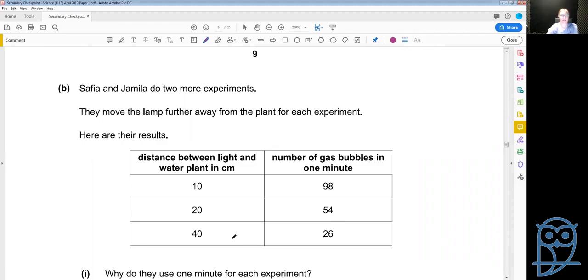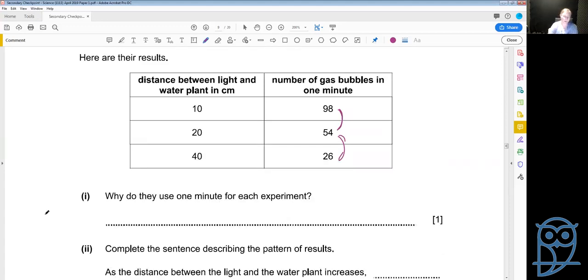Sophia and Jamila do 2 more experiments. They move the lamp further away from the plant each time. Here are their results. So here it's fairly close to the water plant, and here we can see we've got lots of gas bubbles. Here it's a little further away and we've got about half as much gas bubbles. Here it's double the length of that one. We've got about half as much again.